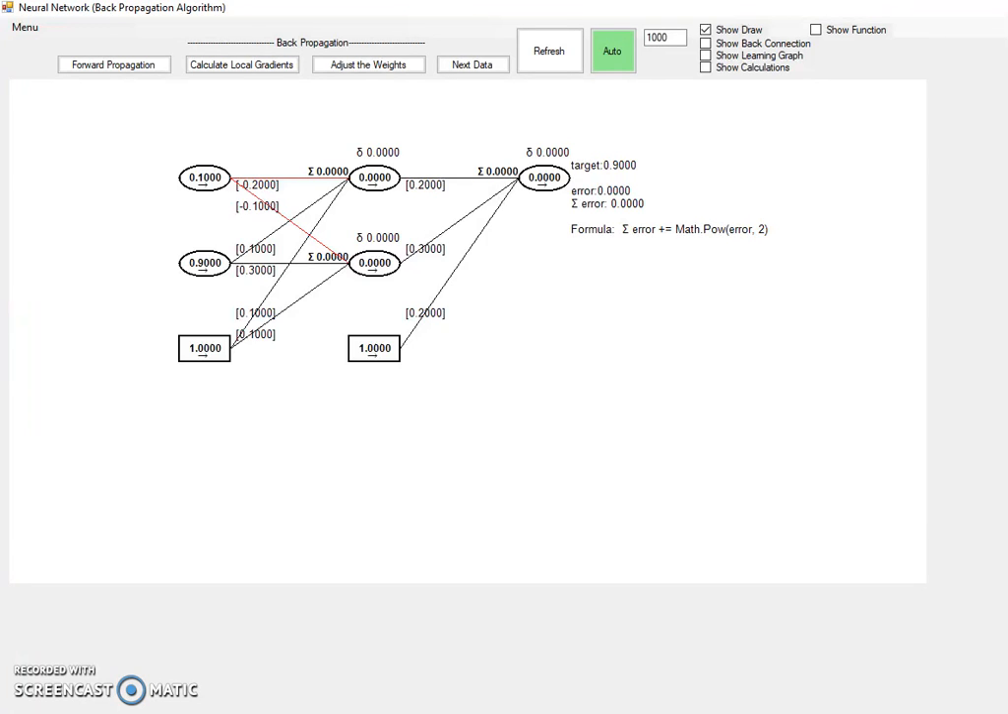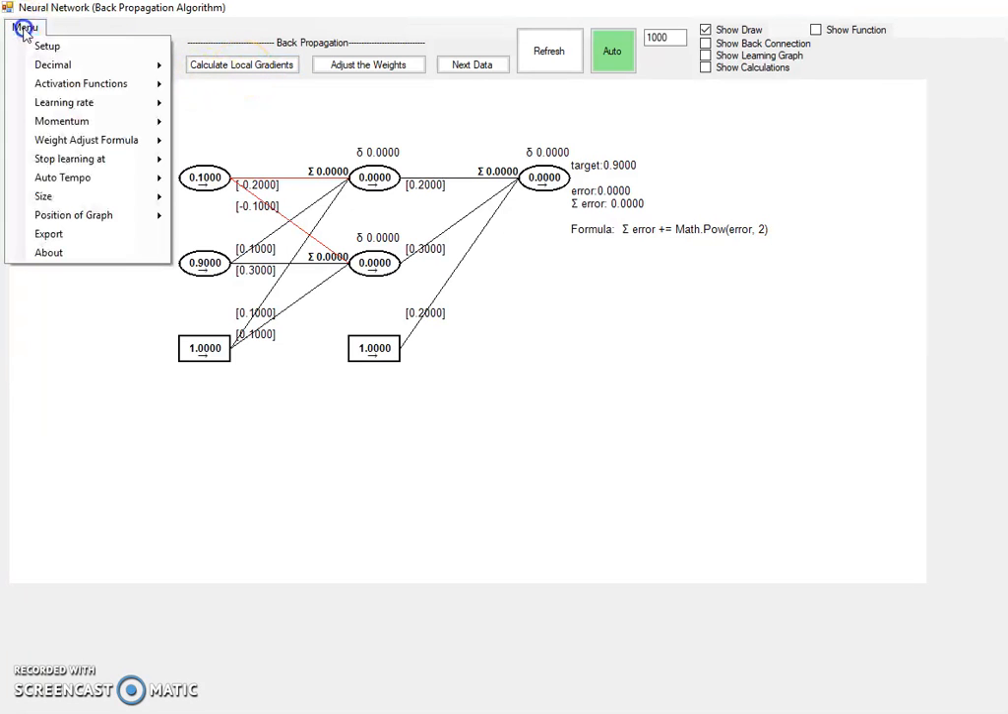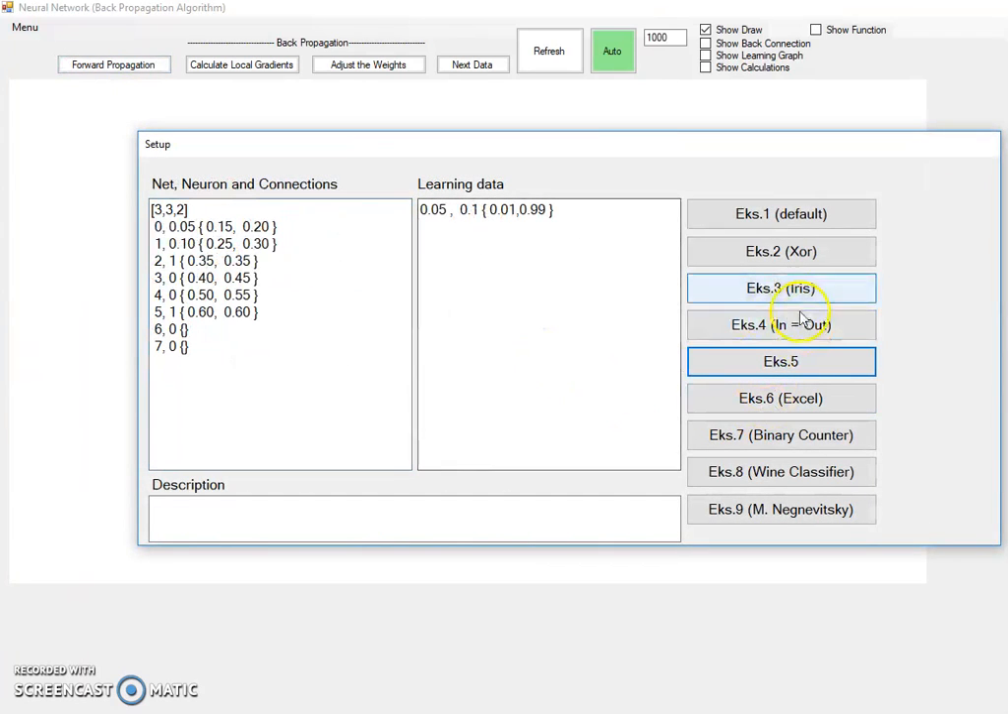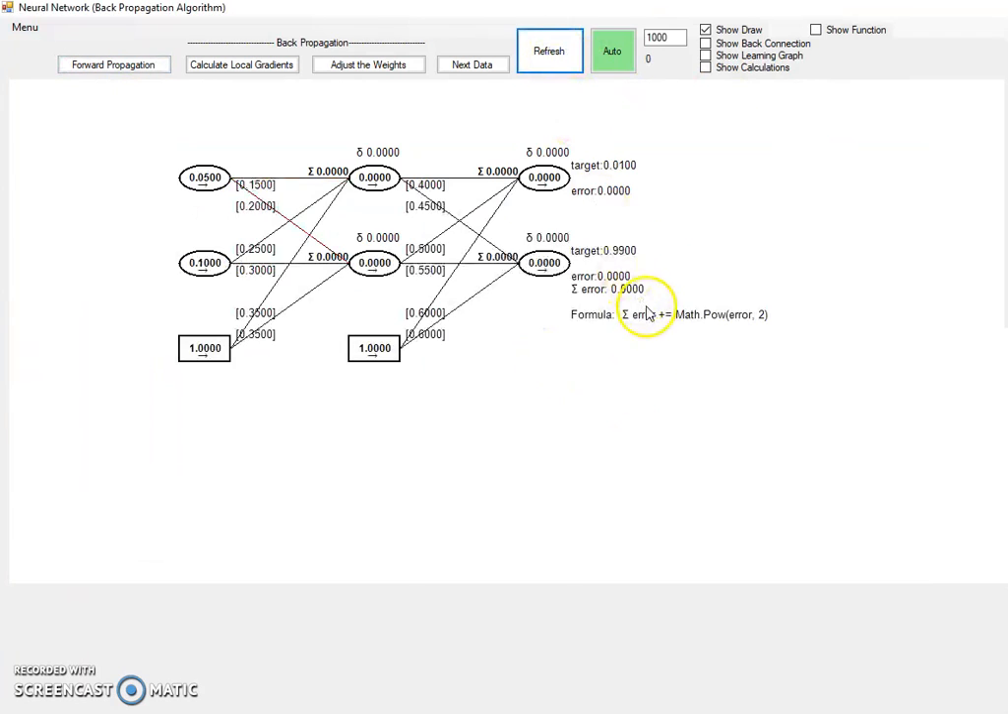So now we are going to look at calculating the local gradients. We have already looked at forward propagation. So I just start again here. That was example 5. Refresh. Okay, and I just go through the first step here.